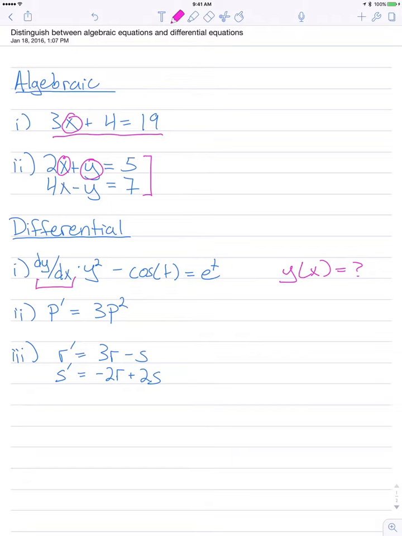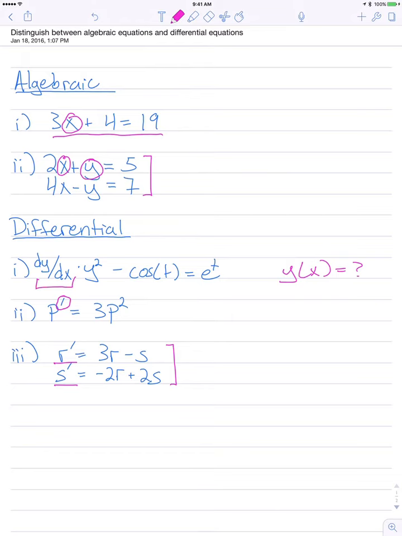Sometimes you'll see this notation used for a derivative, like a prime, but it still means a derivative, so this is still a differential equation for the unknown function p. And that's what you have to discover, is what is that unknown function? Here's another example. These are also differential equations, but now they're appearing in a system that's coupled together. So there's some rule for the derivative of r in terms of r and s. There's some rule for the derivative of s in terms of r and s, and you have to discover what are the unknown functions r and s.